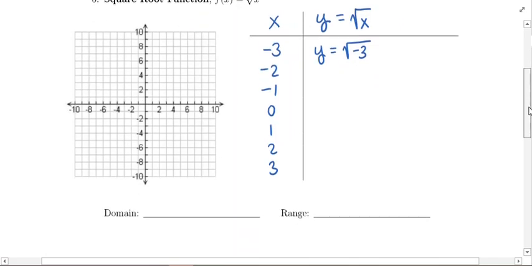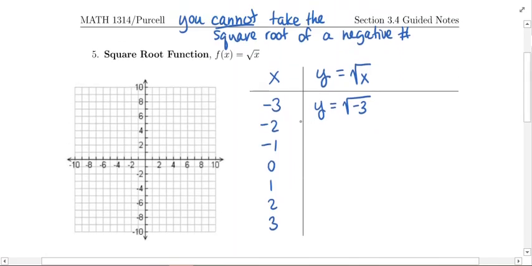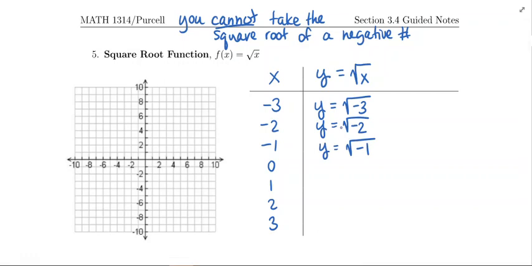Okay, so what's going to happen here is if x is -2 and if x is -1, the same issue is going to happen. So if x is -2, we're going to get y is equal to the square root of -2. If x is -1, we're going to get y is equal to the square root of -1. You cannot have a negative number under the square root. If you took any of these values, square root of -3, square root of -2, square root of -1, and punched it into your calculator, you're going to get a big time error message. Okay, you cannot have a negative number under a square root.